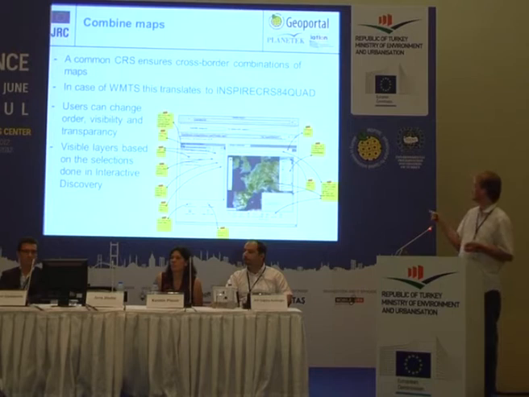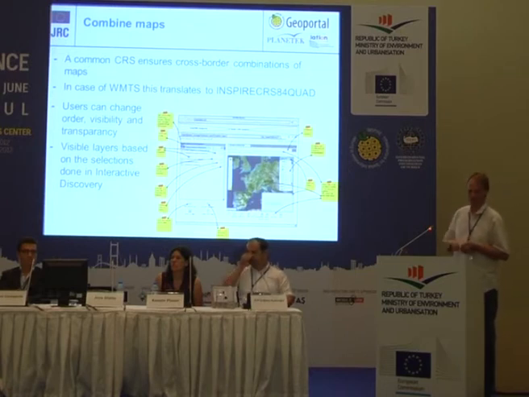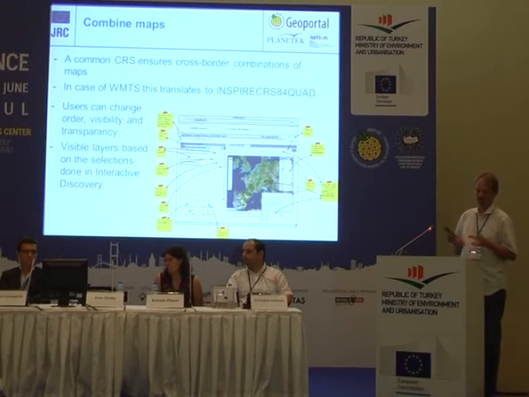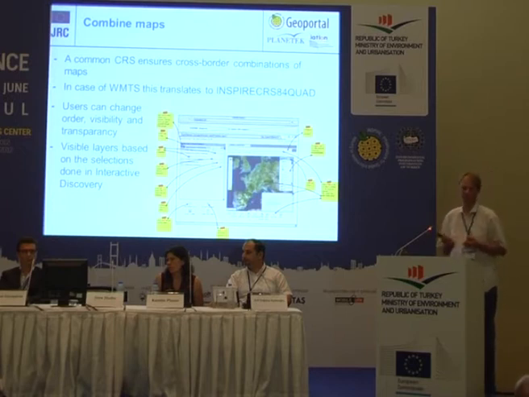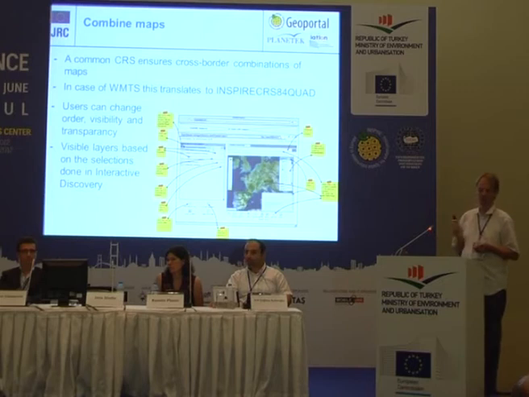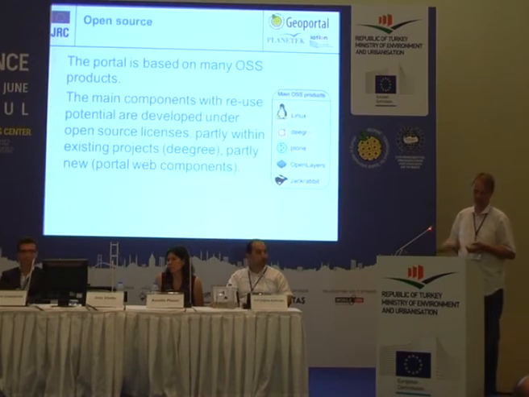So here you can see, at the time of writing of this slide, we still had a mock-up for this page. We are currently working more concretely on it. In any case, we have here a map interface that is based on WMTS, which implements the INSPIRE CRS84 quad and gets from the view services proxy all its tiles in the right CRS, and this ensures cross-border combinations of maps. And obviously users can do the normal things you can do in a WebGIS here.